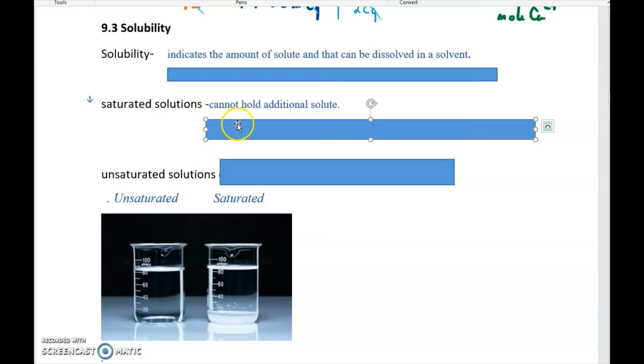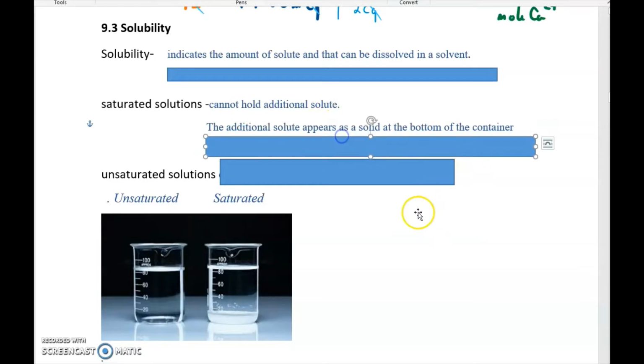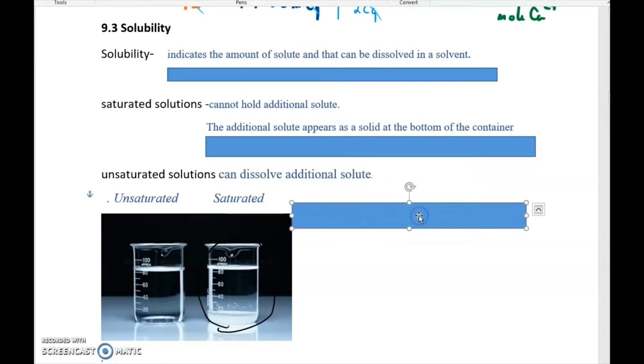A saturated towel can't hold any more water. A saturated solution can't hold any more solute. And you will see the solute on the bottom of the container if you add any more. So this solution down here is saturated. That's our saturated solution. Unsaturated solutions can dissolve additional solute, and this would be an unsaturated solution. Presumably we can dissolve a little more in that one.